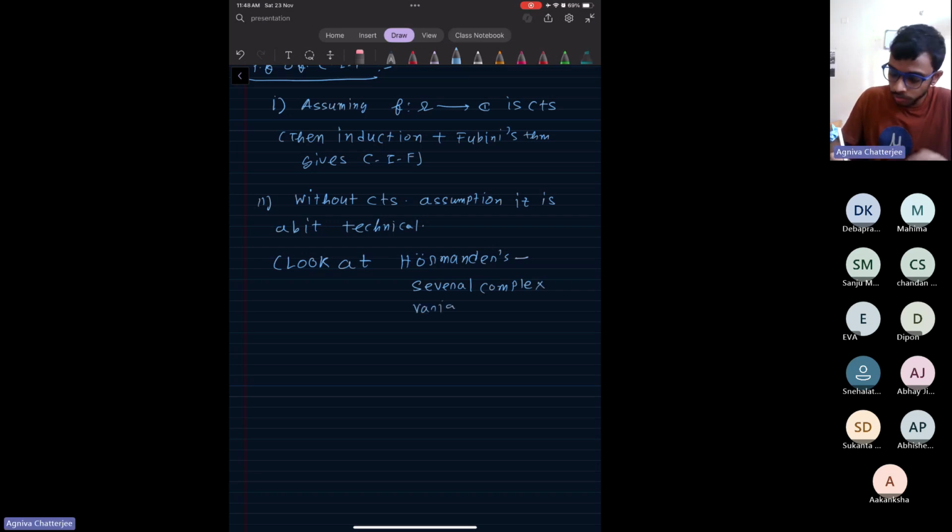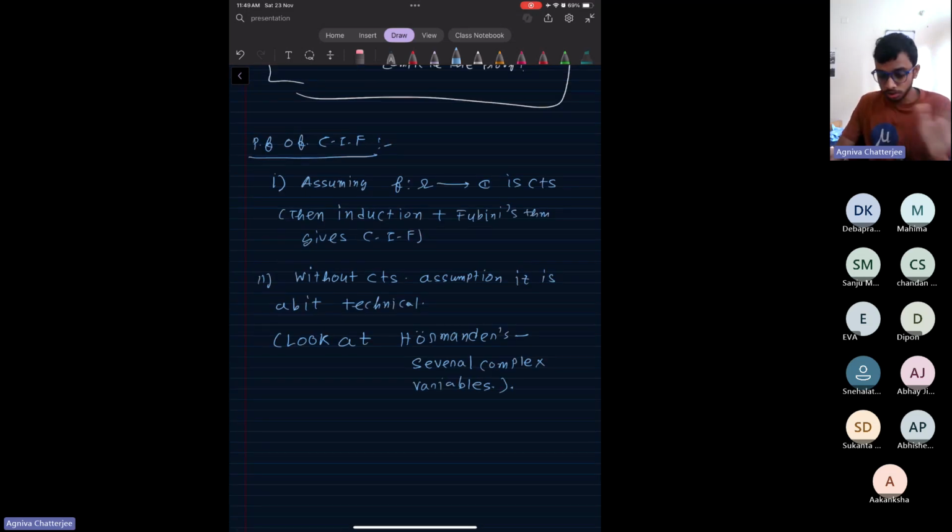I will give proper references at the end. In Several Complex Variables, in this book, you probably need two or three more steps to show that it is in fact locally continuous, something like that. So that's more or less all that I want to say.